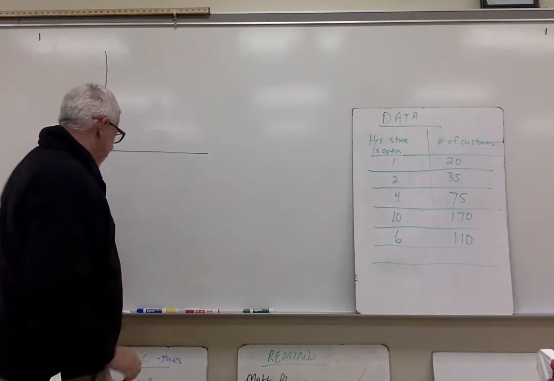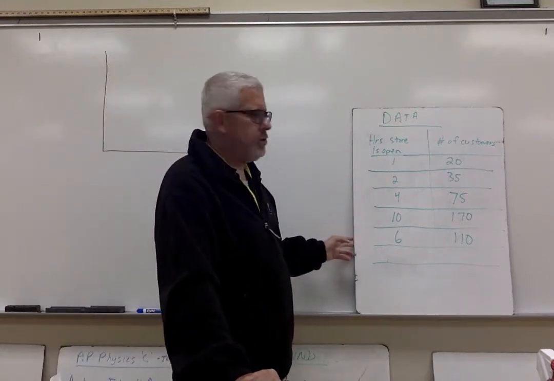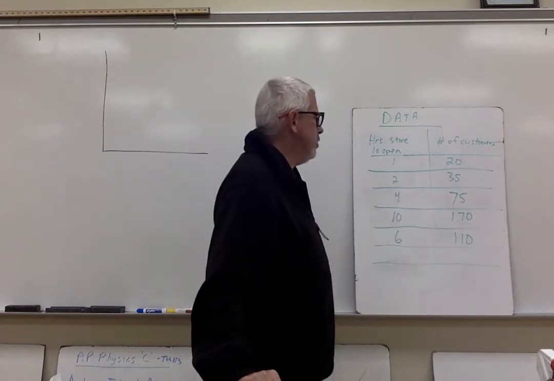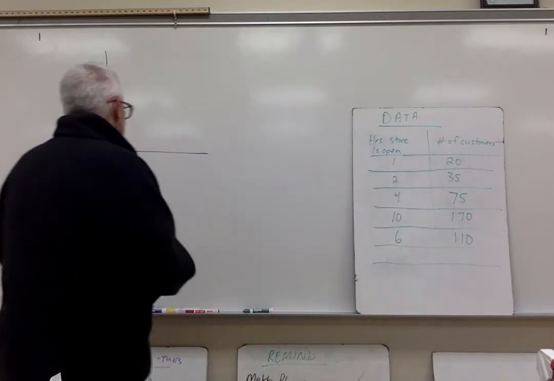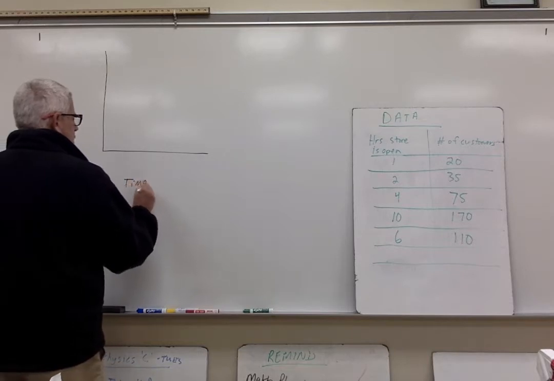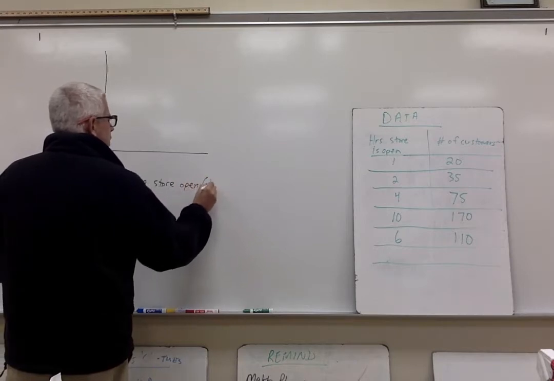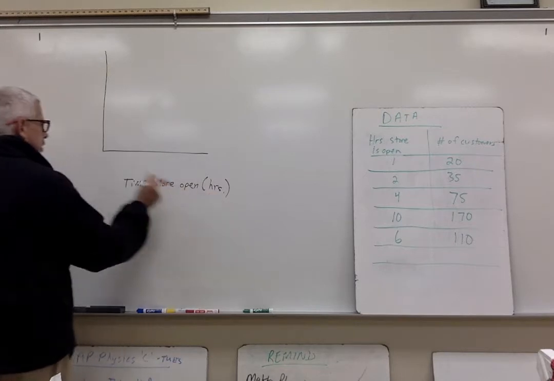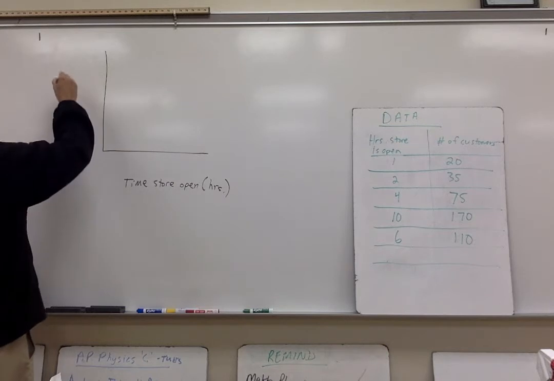So when I think about that, the store owner can choose how many hours the store is open. The number of customers depends on how long he's chosen to have the store open. So this is my dependent variable and this is my independent variable. So I'm going to have time store open, and the units are going to be hours. So I'm going to label my axes and put units on there. Over here, I'm going to have number of customers, or I could say customers number.